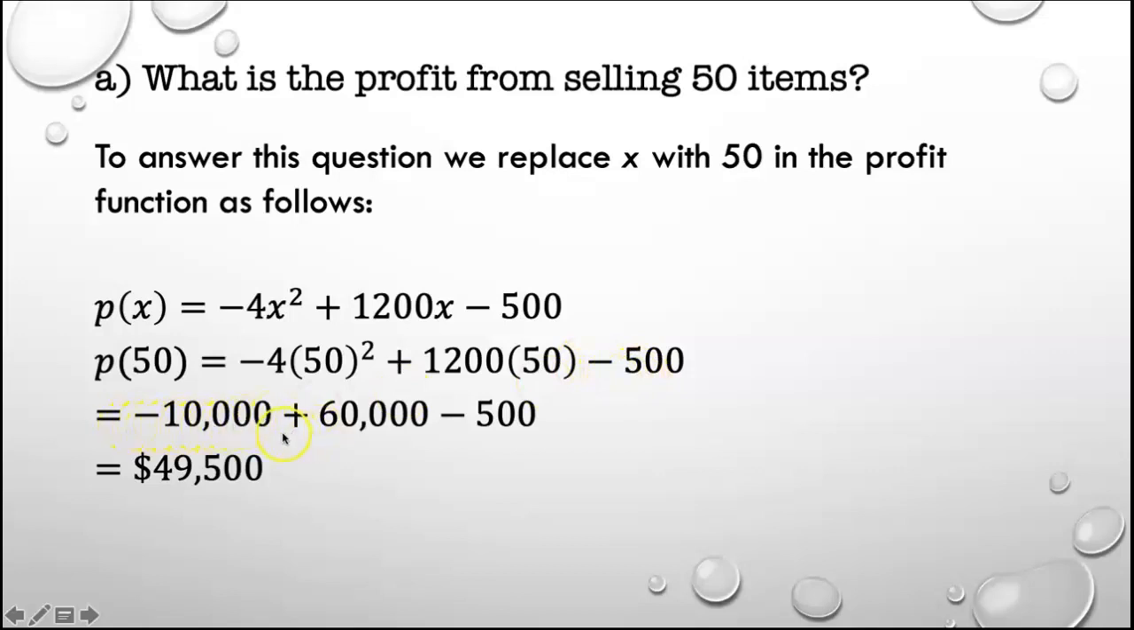This works out to -10,000 plus 60,000 minus 500, which gives us a profit of 49,500. So this means the profit from selling 50 items will be $49,500.